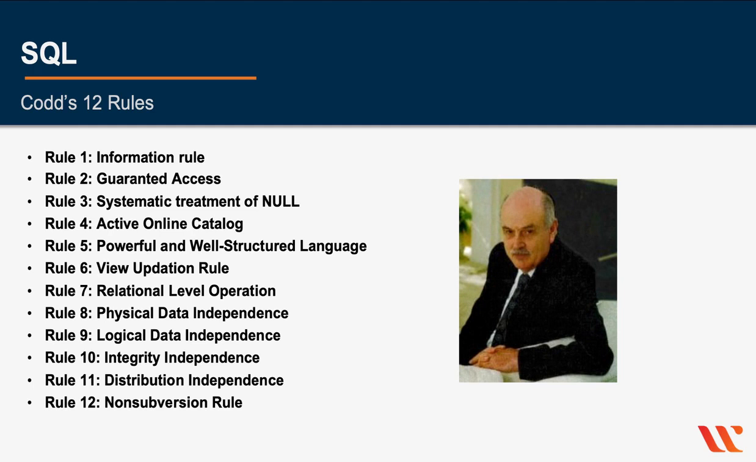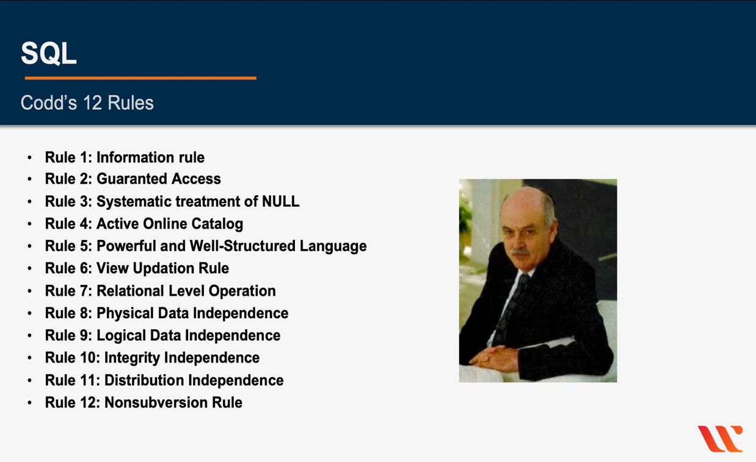So let's look at what these rules are. Rule number 1 is the information rule. Here all the data, including the metadata, should be stored in tables and cells. And the rows and columns should be strictly unordered. Rule number 2 is guaranteed access. Each unique piece of data, the atomic value, should be accessible by table name plus primary key plus the attribute. So if you're using a pointer to access data, then that's a violation of this rule. Rule number 3 is how nulls are treated. Nulls have different meanings, and null just means that it's an absence of data.